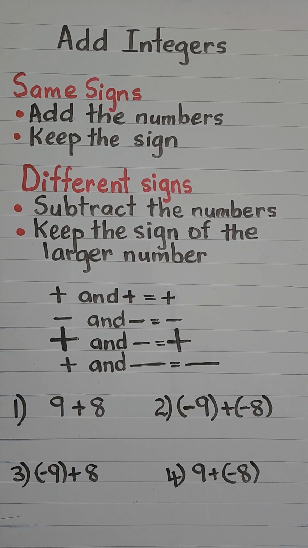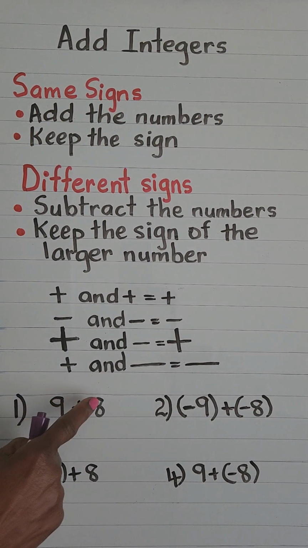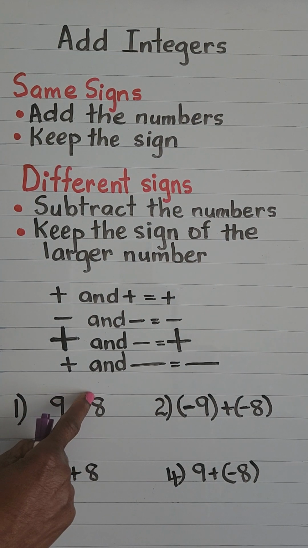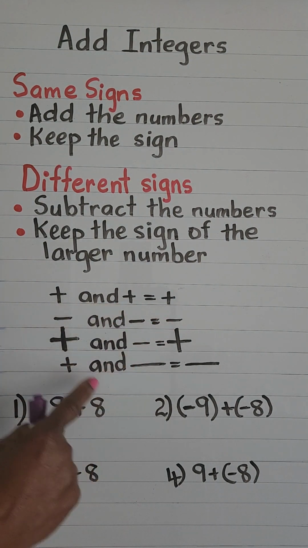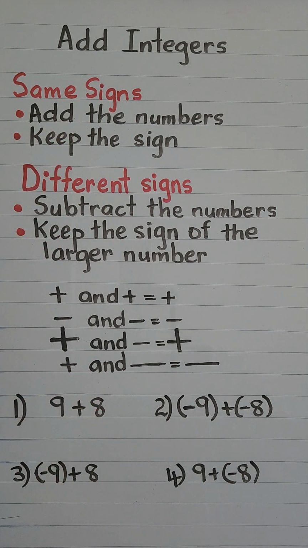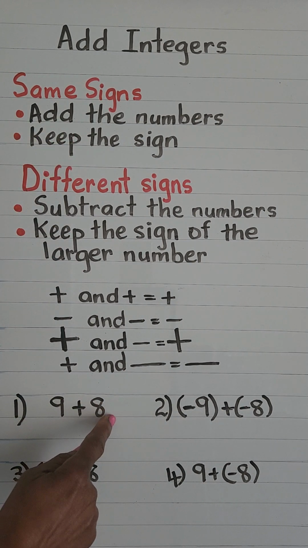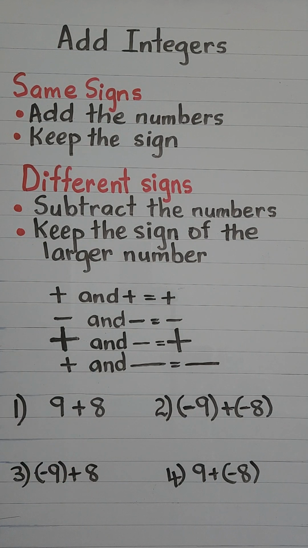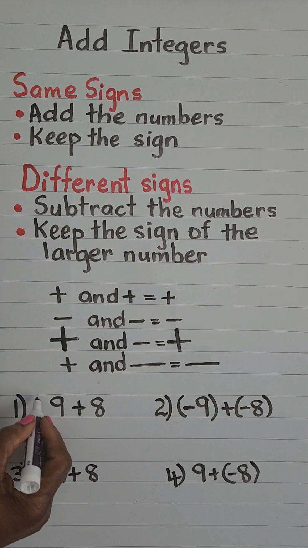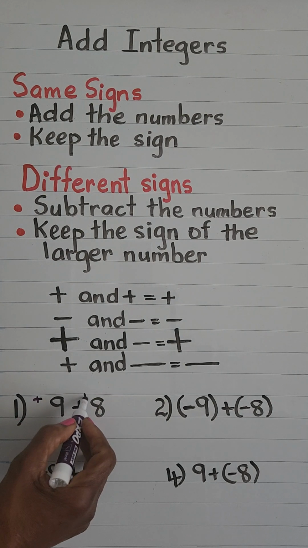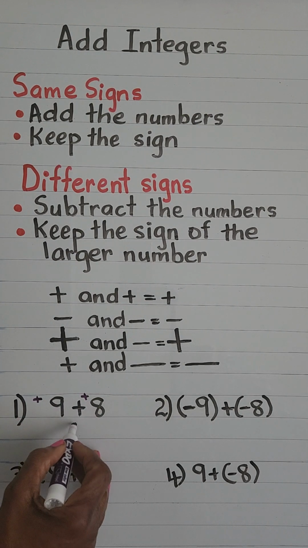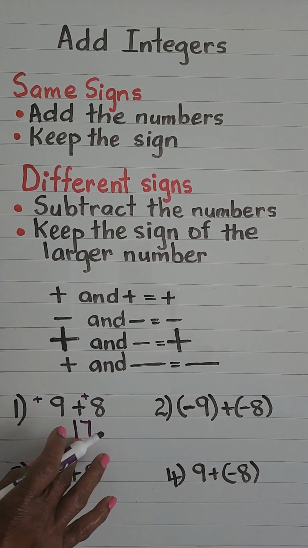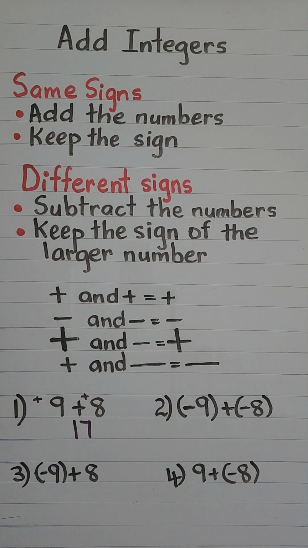Our first example, positive 8 and positive 9. Positive and positive, remember we add the numbers and keep the sign, so this will have a positive sign. So 9 and 8, 17, and that is a positive 17. It's a positive 17 because this is positive. If the number doesn't have a sign, that means it is positive. So this is 17. When it is positive, we don't have to put the positive in front of it.